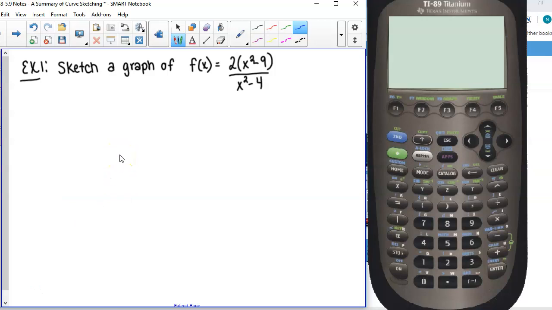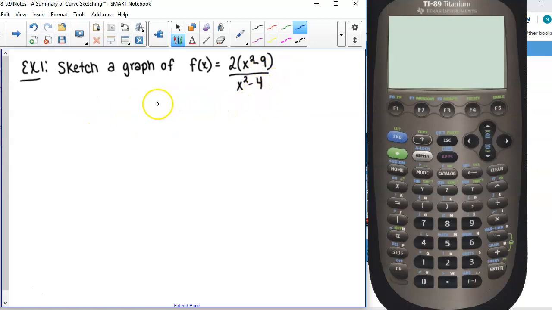So first thing we're going to do is sketch a graph of this equation. To sketch a graph of this equation, we need to know maximums, minimums, vertical asymptotes, x-intercepts, y-intercepts, that sort of stuff. So we are just going to start.